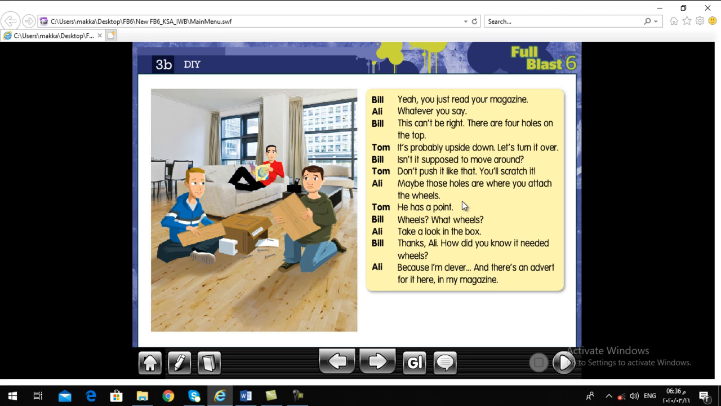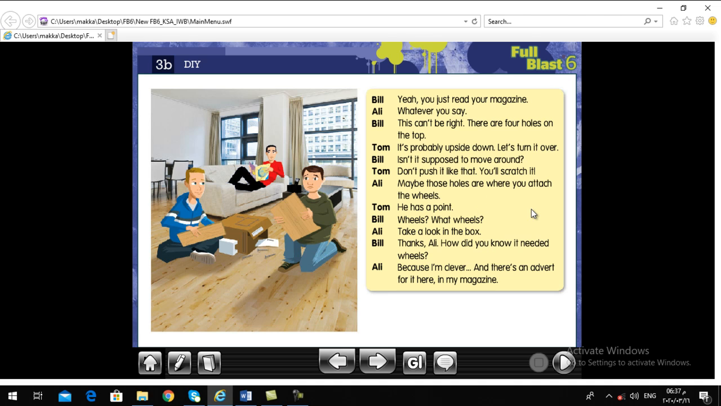Could they solve the problem? Yes. Could they solve the problem of movement? Yes. How? Ali helped them. How did Ali help them? He told them the 4 holes are where you attach the wheels. See the word attach? Attach means to join, to connect something. Did they believe Ali? Yes. How do you know? Tom said he has a point. This is logical. 4 holes means 4 wheels. Excellent, guys.